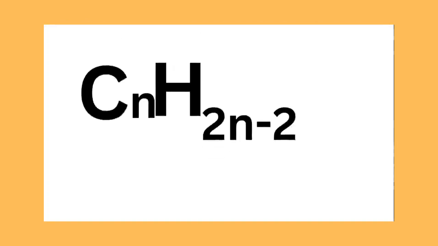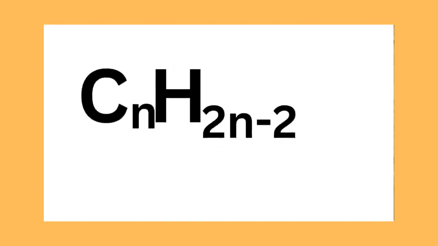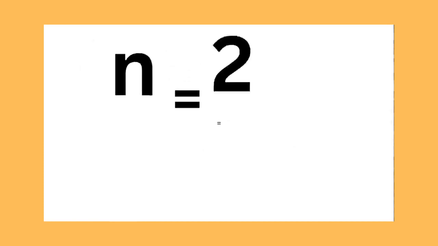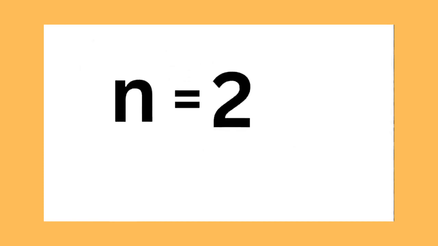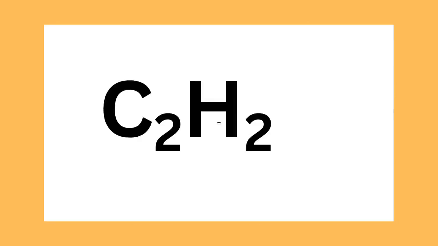The general formula is CnH2n minus 2, where n takes a value of 2. Please take note. When you substitute the value quickly now, you discover you're going to have C2H2 as the first member, and that's called ethyne. The next member is called propyne. The one that follows is butyne, and then you have decyne and the rest.